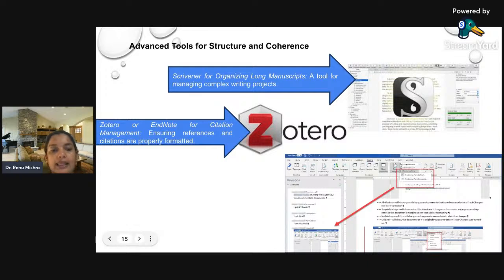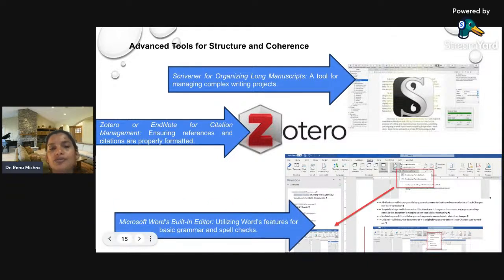Okay, last but not the least is Microsoft's inbuilt software, which you use for grammar check or spell check. I think this is something which is known to all of you. Okay, all right. So these are some advanced tools for structure and coherence.